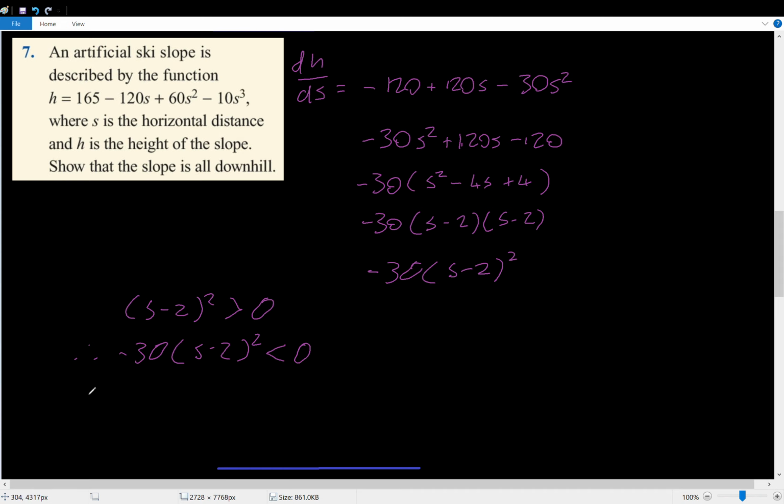So therefore we can say that dh ds is decreasing for all s, which means that the slope is all downhill. There's no uphill parts of the slope. And that is that.